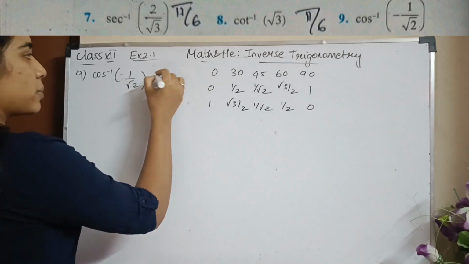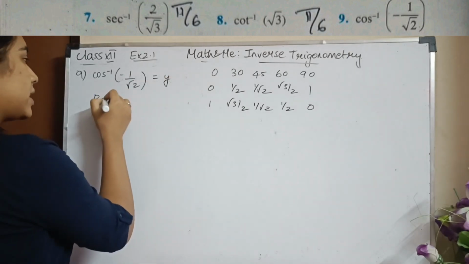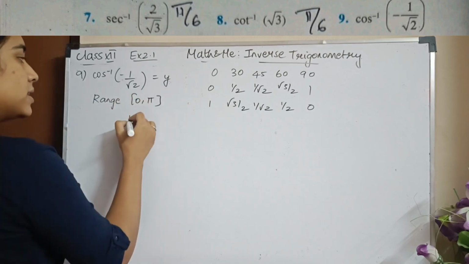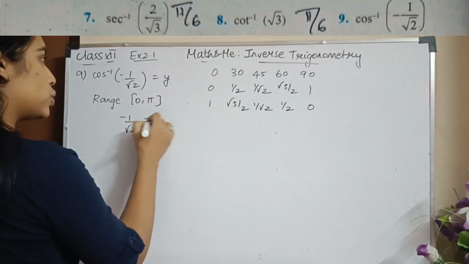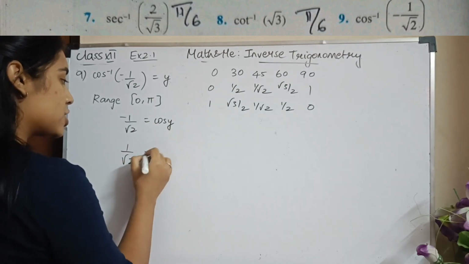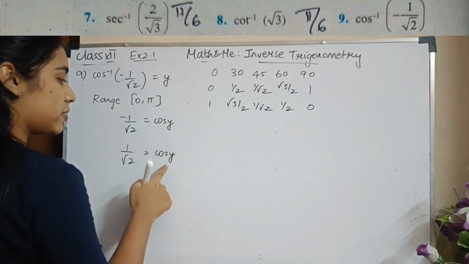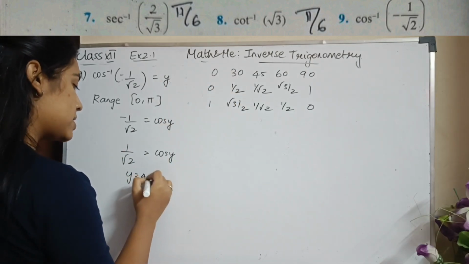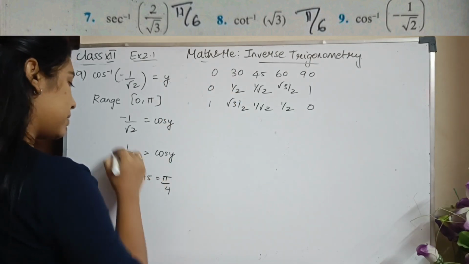Cos inverse of minus 1 by root 2. First step y, range 0 to pi including 0 and pi. Third step, minus 1 by root 2 equals cos y. For the calculation, I am going to omit the negative sign. So 1 by root 2 equals cos y. For what value of y is it 1 by root 2? 45 degrees. So I have y equals 45, which is pi divided by 4.